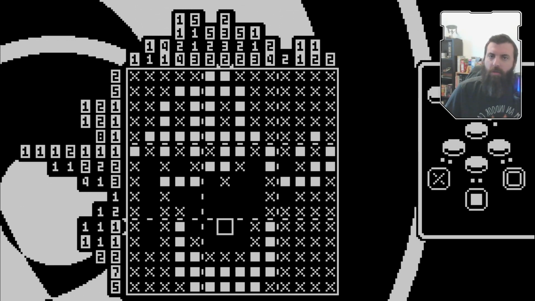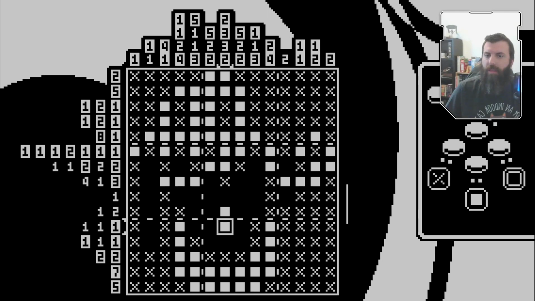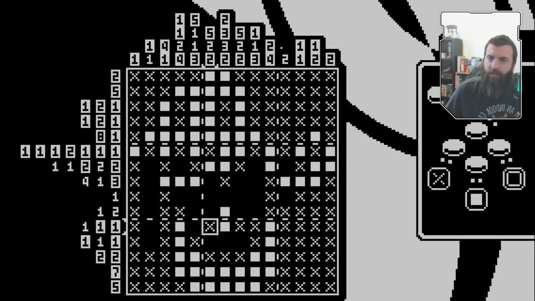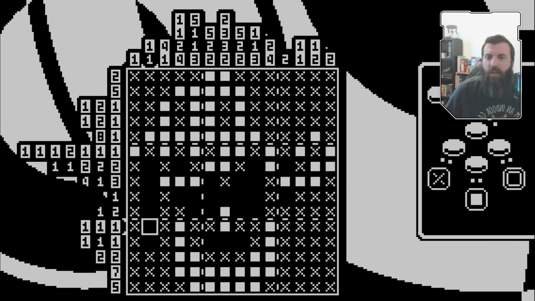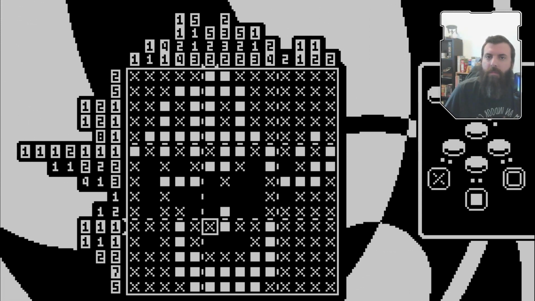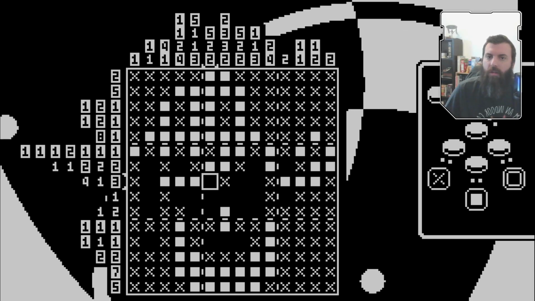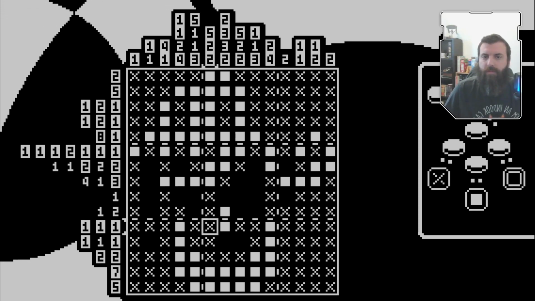Let's look at our vertical 3 here. We've only got 4 pixels to work with, so that has to be there. This row only has 1s in it, so we can go ahead and X that out. This has to be X'd out as well. We're done with this. This column needs a 2. We've already got a pixel there, and now we're done with it.